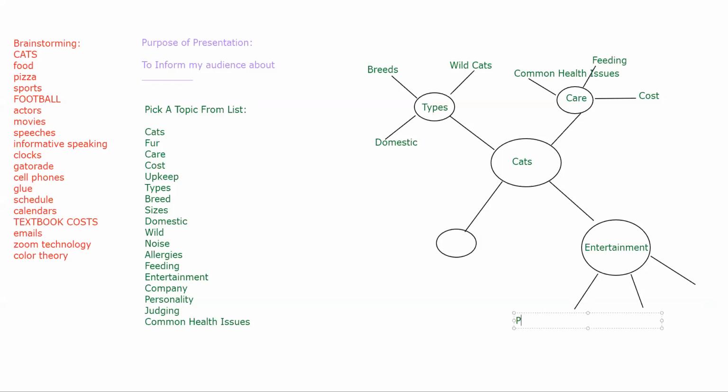I might want to put in personality. We all know cats are really judgmental. They definitely have lots of personality going there. And then putting one more down here, company. I'm going to stretch that one out a little bit to get it onto one line. And there you go. So that is kind of what a concept map is going to look like.